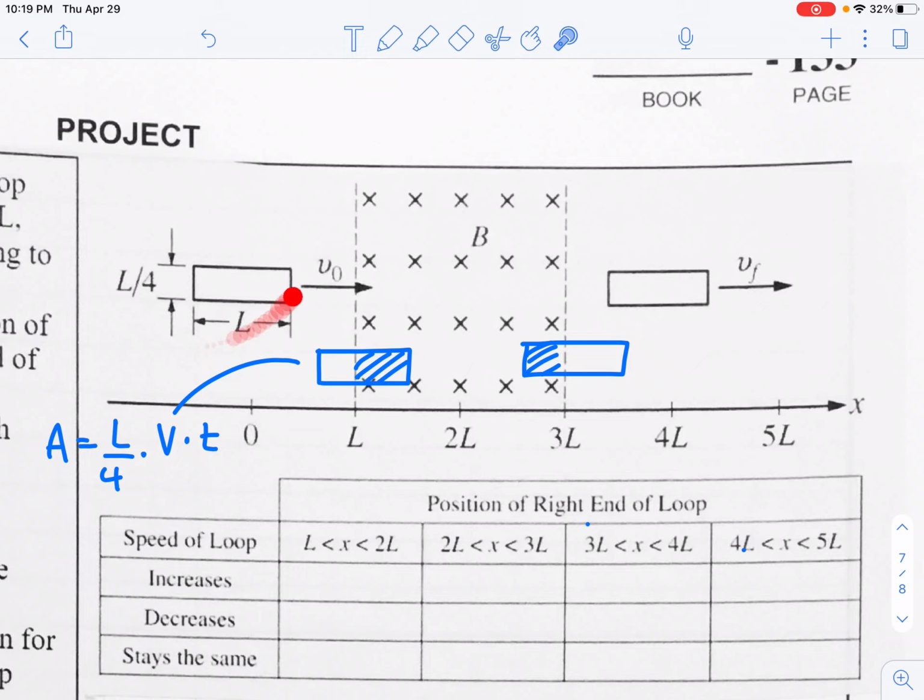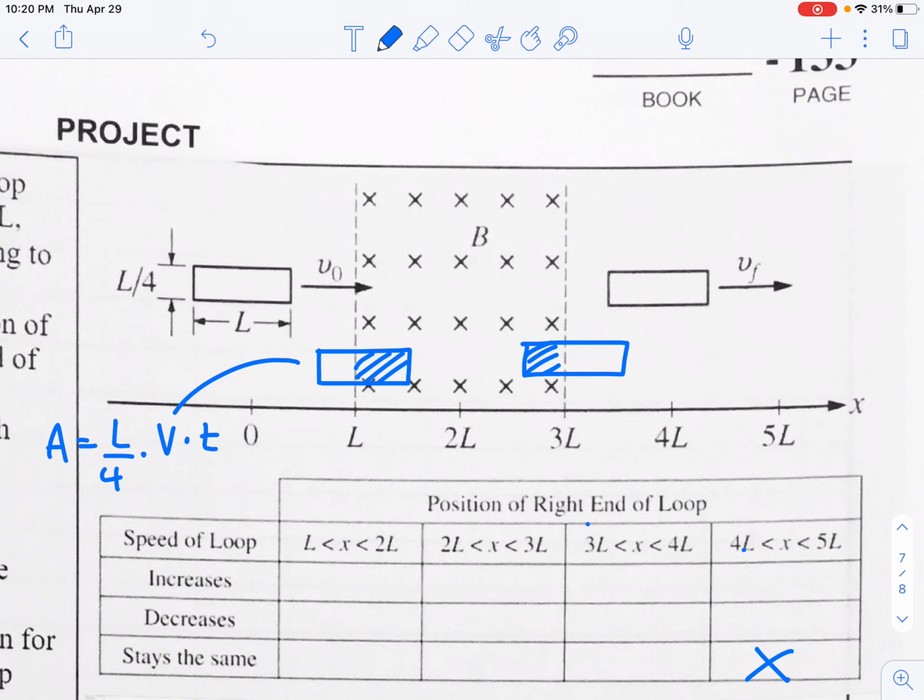And out here, no force. So between 0 and L, and this is the right end of the loop, between 0 and L, there's no force. The speed would stay the same, but it's not asking us about that. We can see that out here between 4 and 5, when the right edge is between 4 and 5, that means the left edge would be over here. It's completely out. Velocity is going to stay the same there.